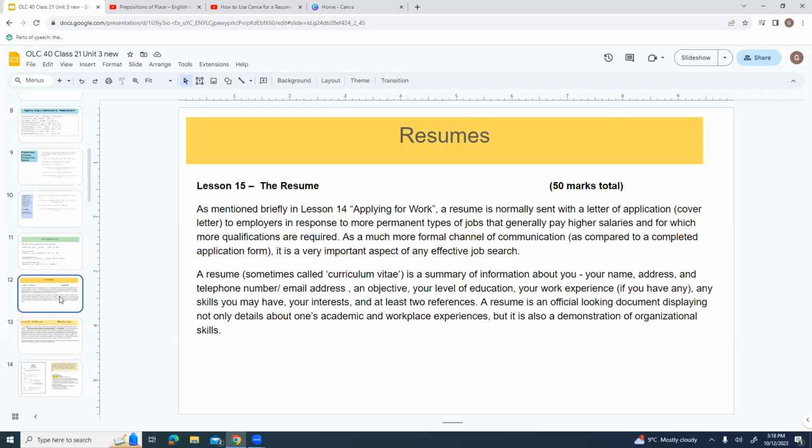Sometimes it's called a curriculum vitae. I do not find it called that other than in education. It is a summary of information about you, your name, address, and telephone number, email address, an objective, your level of education, your work experience, if you have any, skills you may have, your interests, at least 2 references. I would say these days it's more like 3. A resume is an official looking document displaying not only details about one's academic and workplace experiences, but it is also a demonstration of organizational skills.